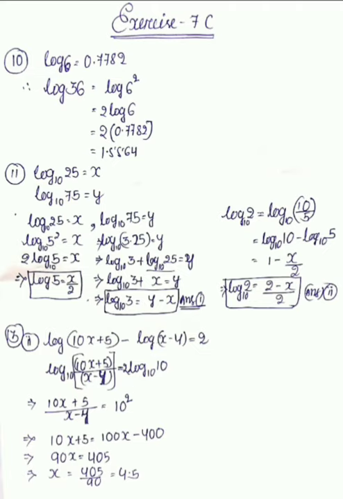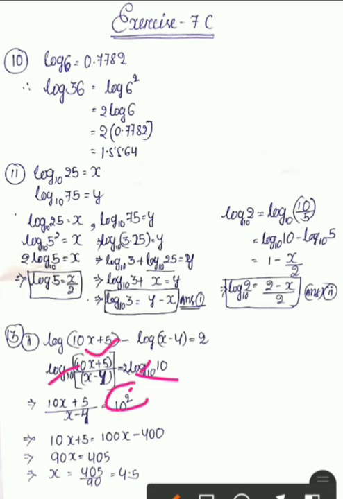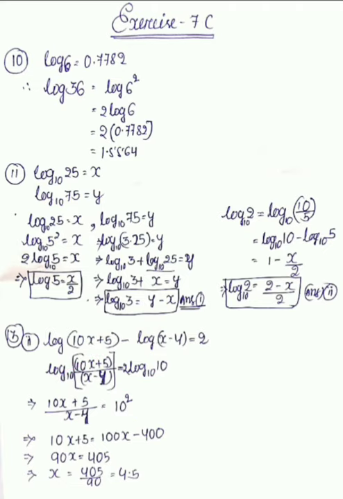You can write it in log form like this. Now just see, you can cancel out this log. So here the value is 10 square. 10x plus 5 by x minus 4 is equal to 10 square. So 10x plus 5 is equal to 10 square into x minus 4. So you can solve it like this, 100x minus 400.